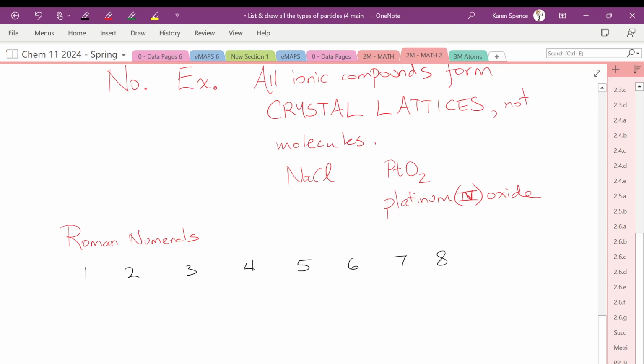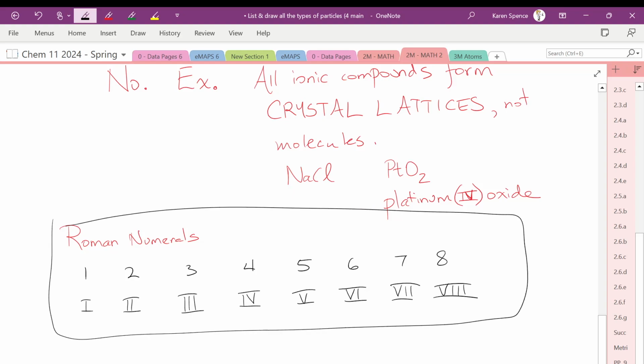Can we do number 1? 1 is just I. 2 is II. 3 is III. And 4 is IV. 5 is V. 6 is VI. 7 is VII. And 8 is VIII. That's going to come up in unit 4, not this unit, unit 4.